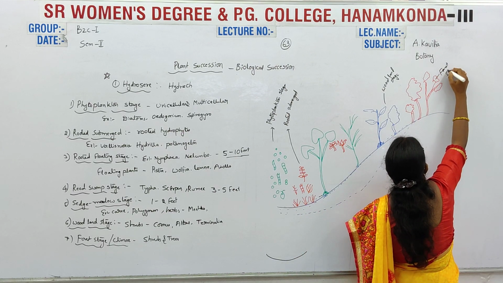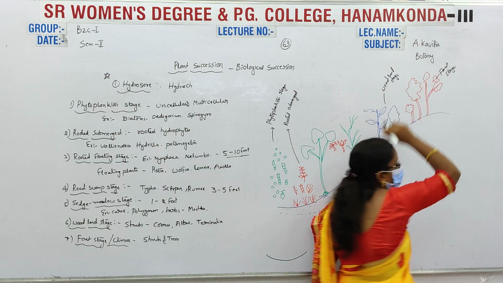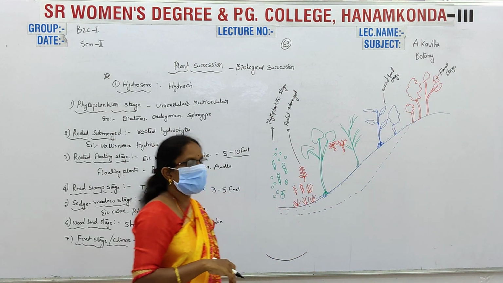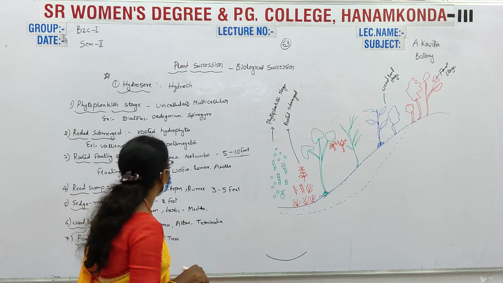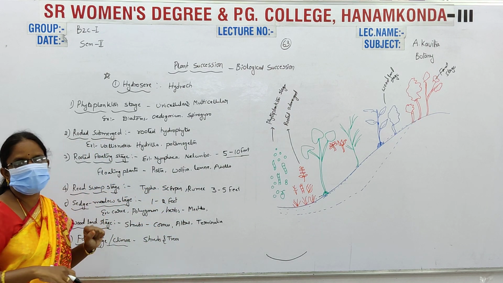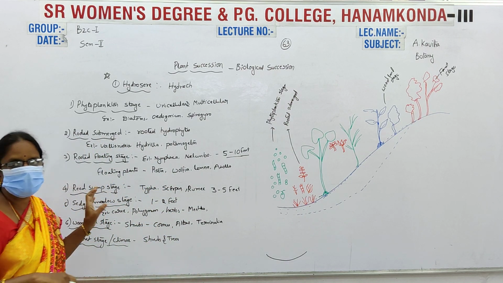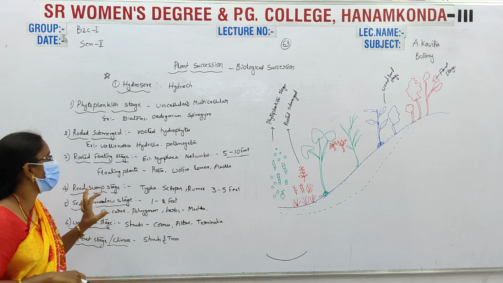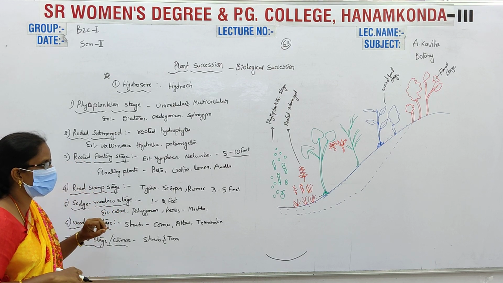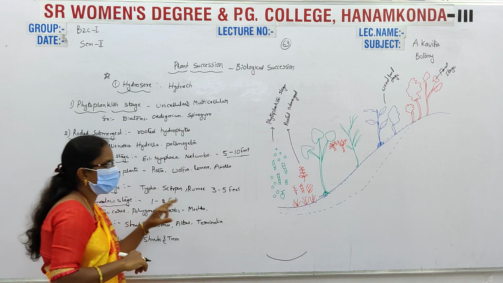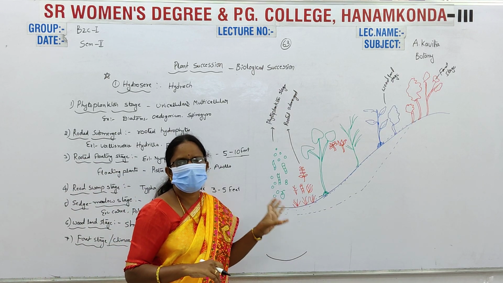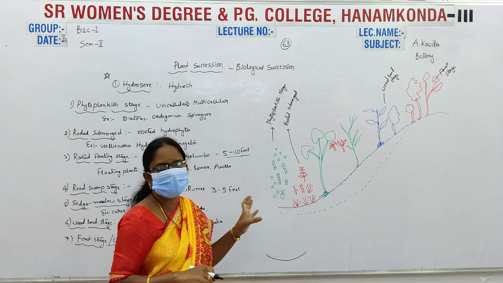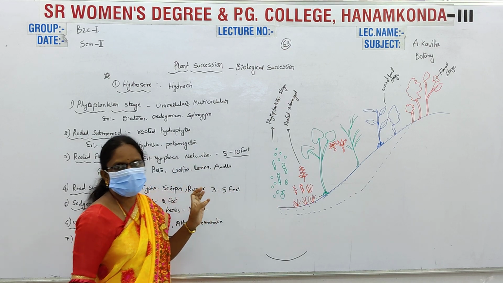Forest stage, also called the climax stage. There are a total of 7 stages in Hydrosere. The first one is the phytoplankton stage. Small phytoplanktons develop in the pond ecosystem. For example, unicellular forms and multicellular forms are also developed in the pond ecosystem.